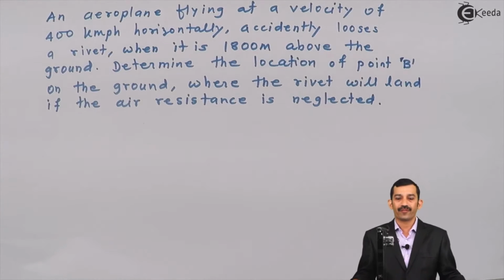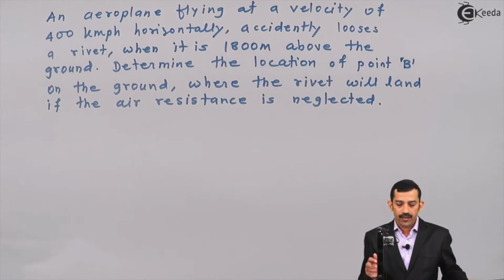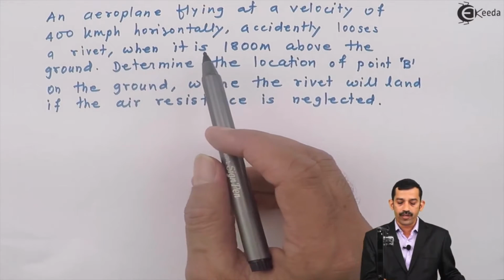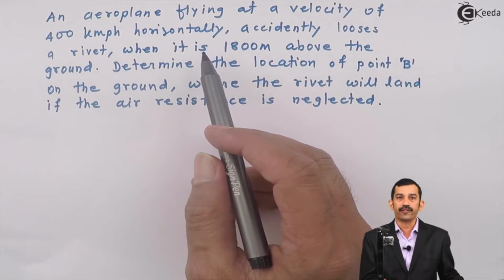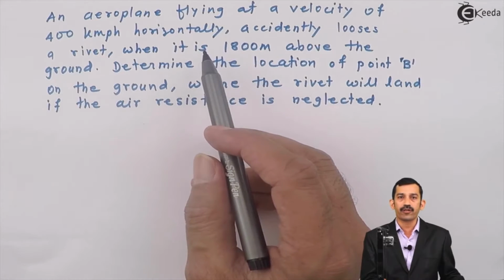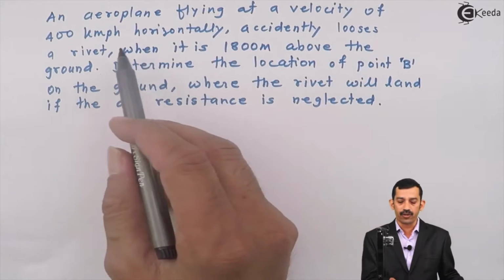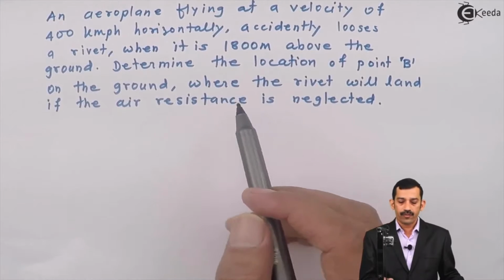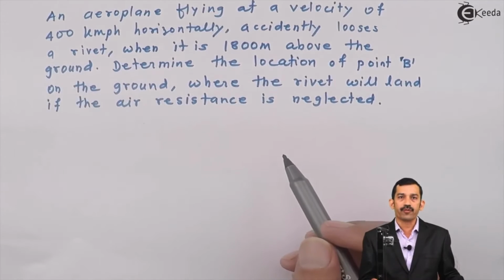Hi friends, to start with problem number 4. What is given in the problem? Just go through the wording of the problem. An aeroplane is flying at a velocity of 400 km per hour horizontally. That means the initial velocity is in the horizontal direction, given in kilometers per hour. 400 km per hour, and when we substitute the value, we'll convert it into meters per second.